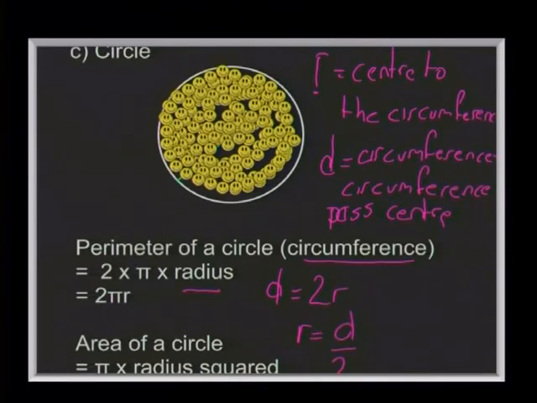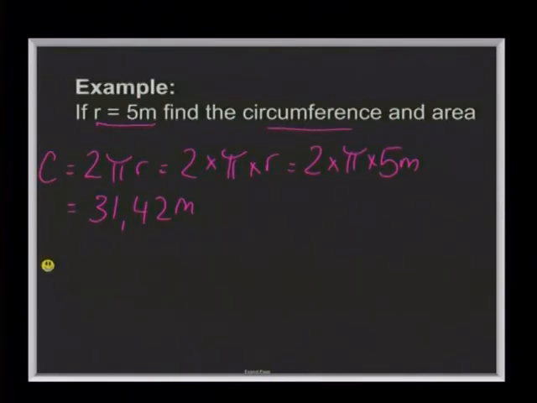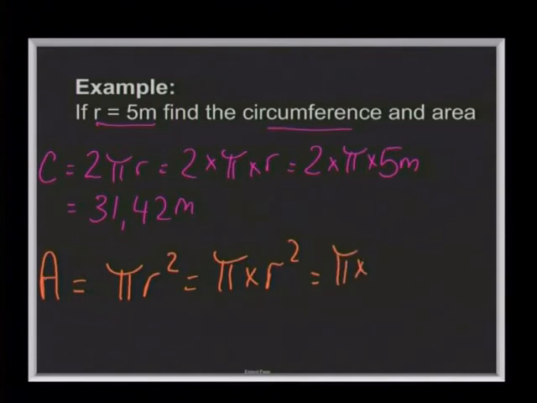So let's do a calculation using the same example of 5 meters. My area is pi r squared, and I'm going to rewrite that as pi times my radius squared, just so that I remember to put in that multiplication sign, and then substitute. We had pi times 5 squared.